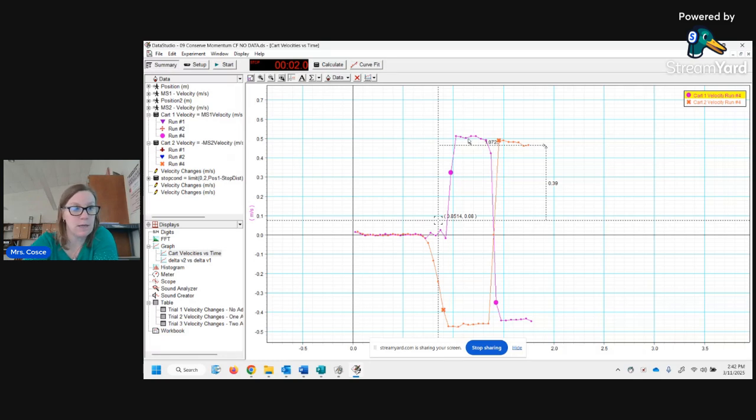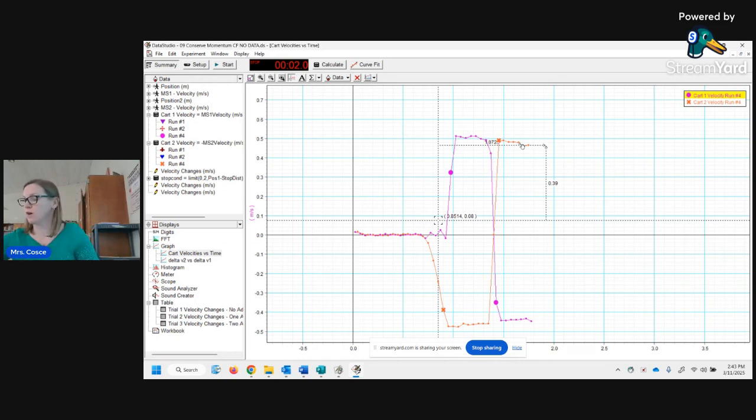So this was, again, the purple one is cart 1, which is my red cart. So for my red cart afterwards, my velocity is going to be negative 0.44-ish or negative 0.43. So I'd say like negative 0.44 or so. And then my blue cart is going to be positive, and I'm going to say that's really close to 0.5, maybe 0.49. Okay.